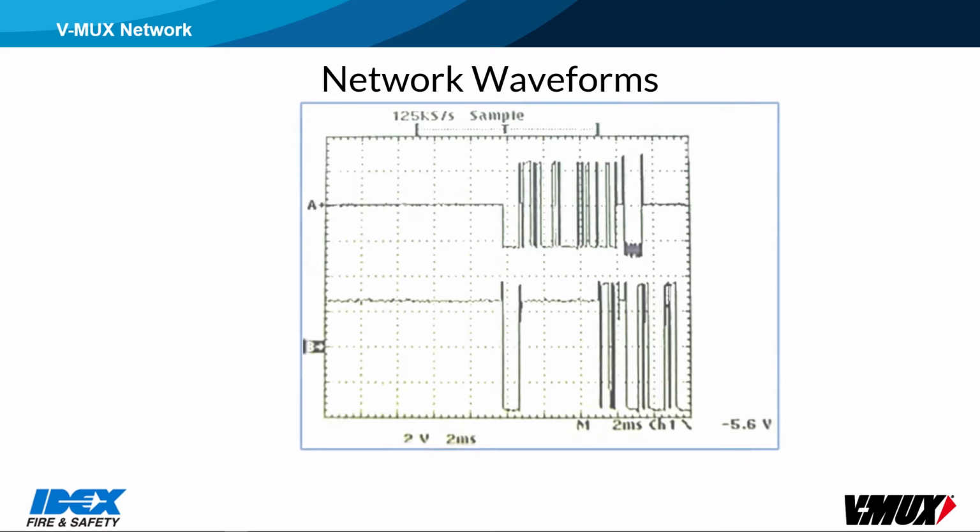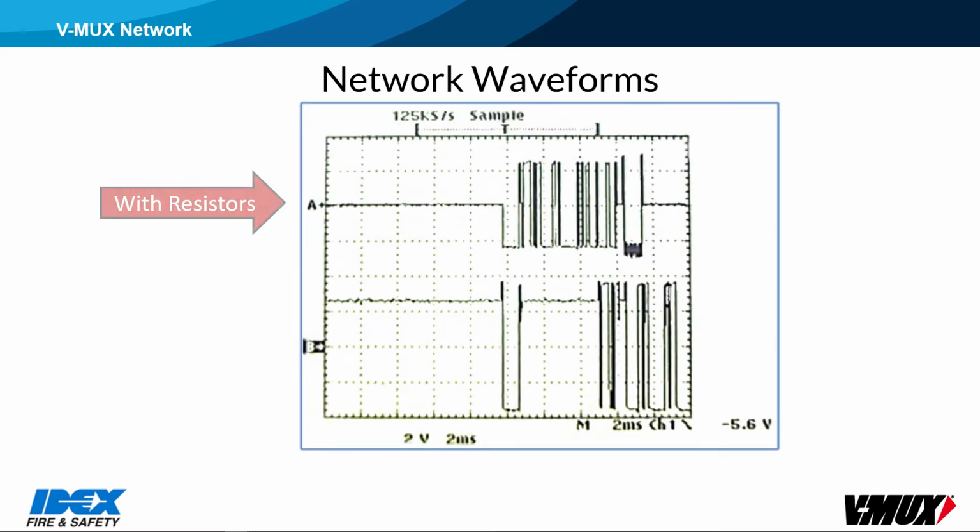Here are two oscilloscope waveforms showing V-MUX network signals, with and without terminating resistors. The top waveform has the resistors. You can see that during the off time, the voltage is about 0 volts, and the overall peak-to-peak voltage is less than the network without resistors. The bottom waveform shows a proper V-MUX signal, with no resistors installed.